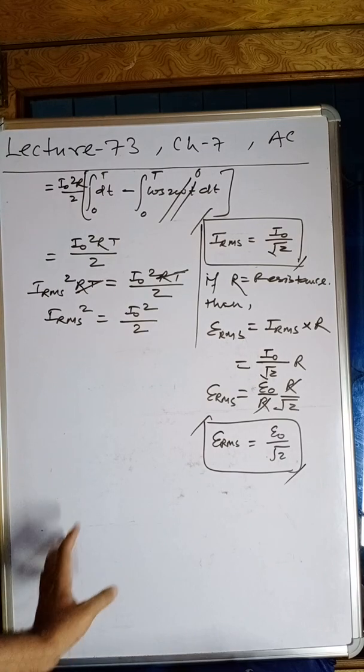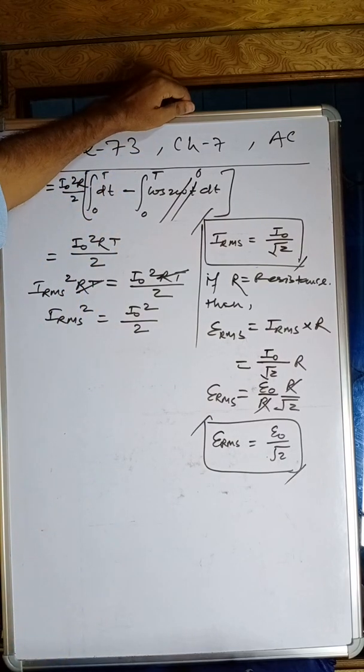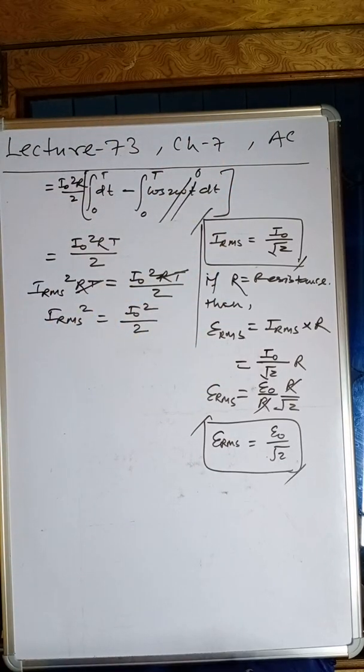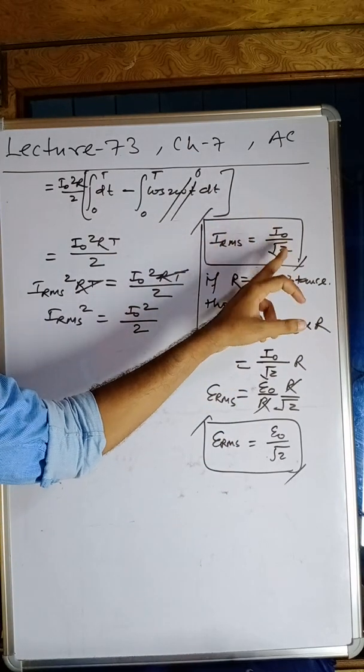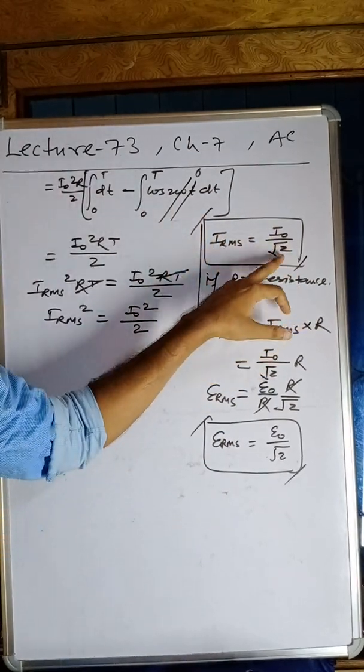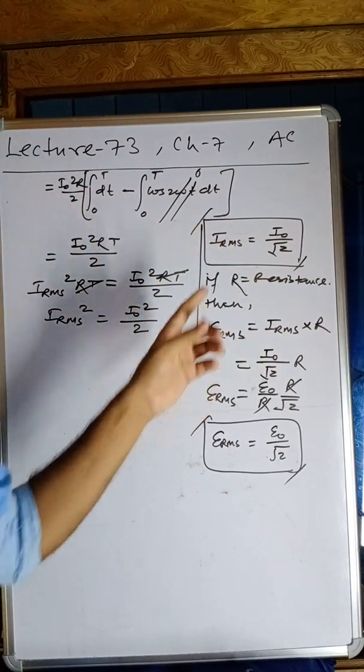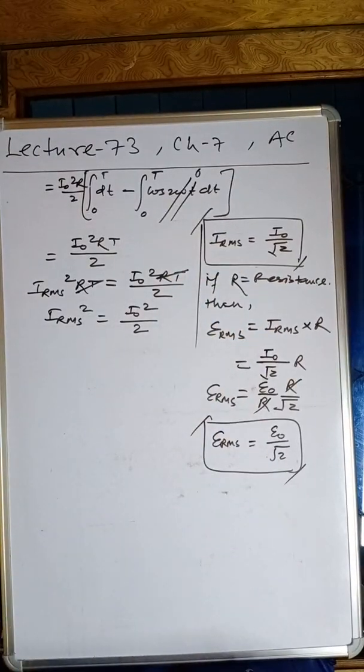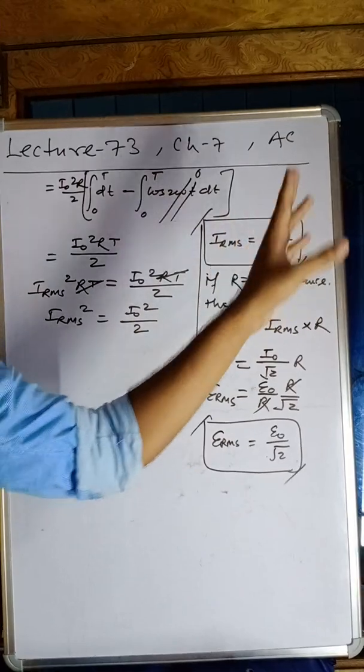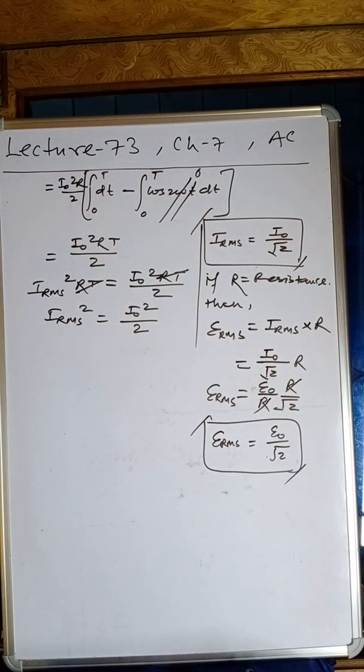Now my dear students, you can see here the peak value and RMS value, we got the relation between peak value and IRMS value. You can say the peak value is root 2 times greater, root 2 times higher than the RMS value. That is, root 2 times the RMS value is the peak value of AC, that is AC current or voltage.